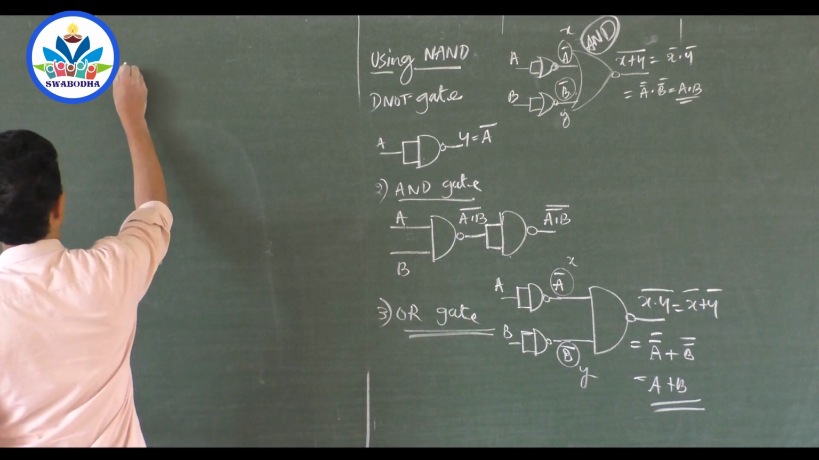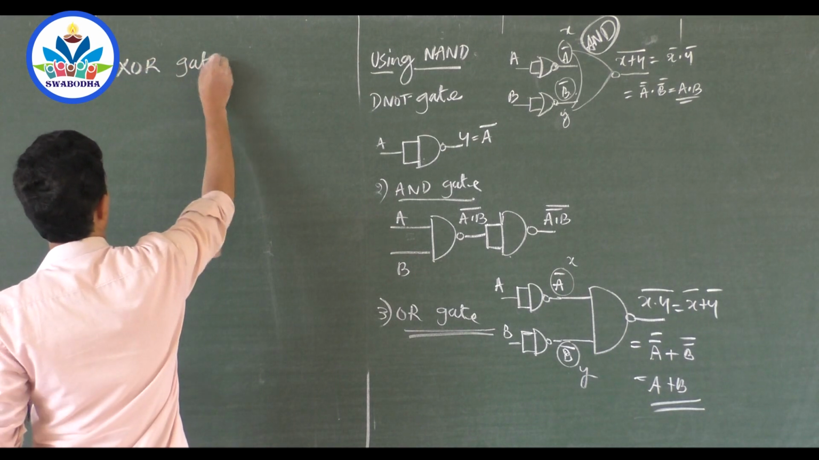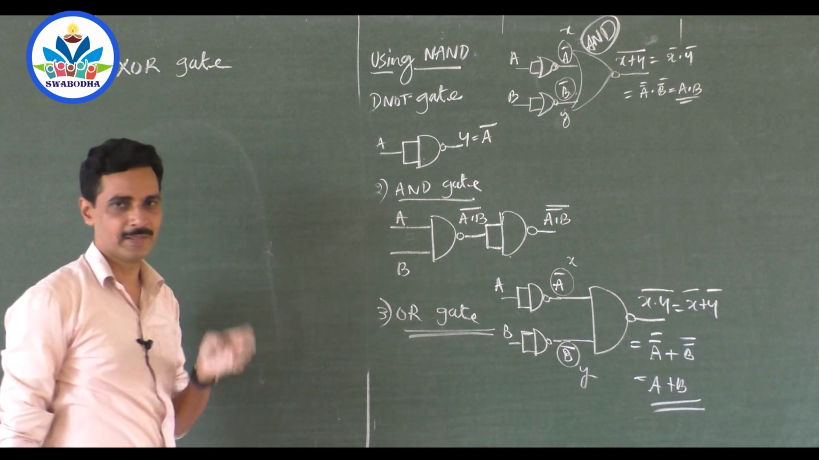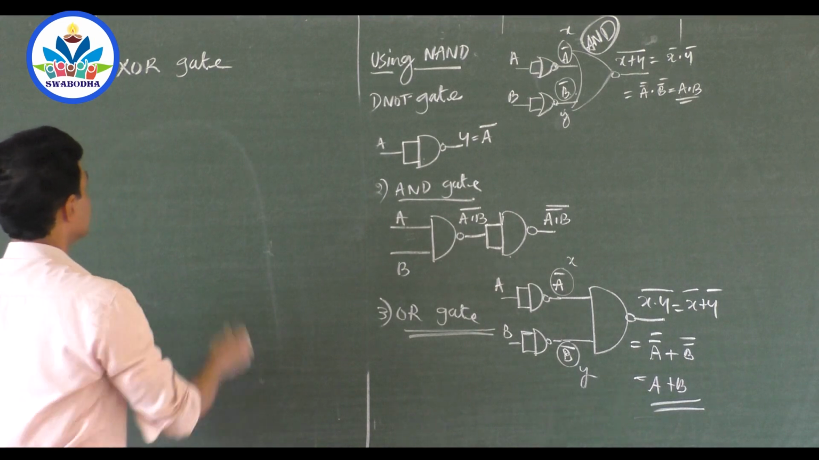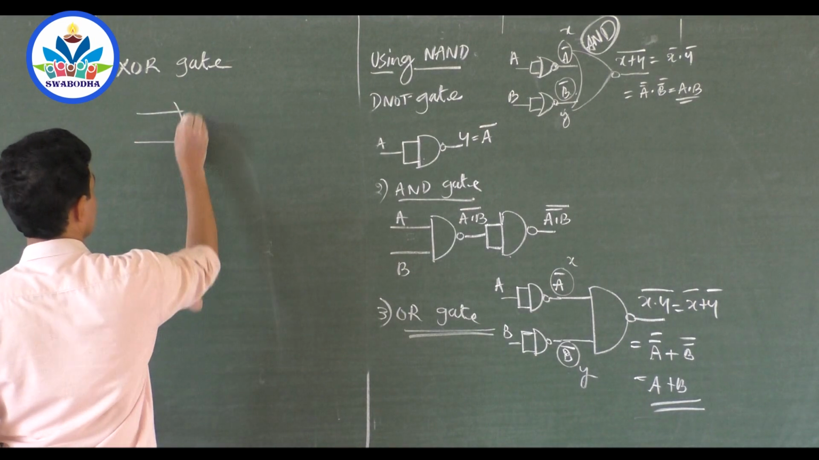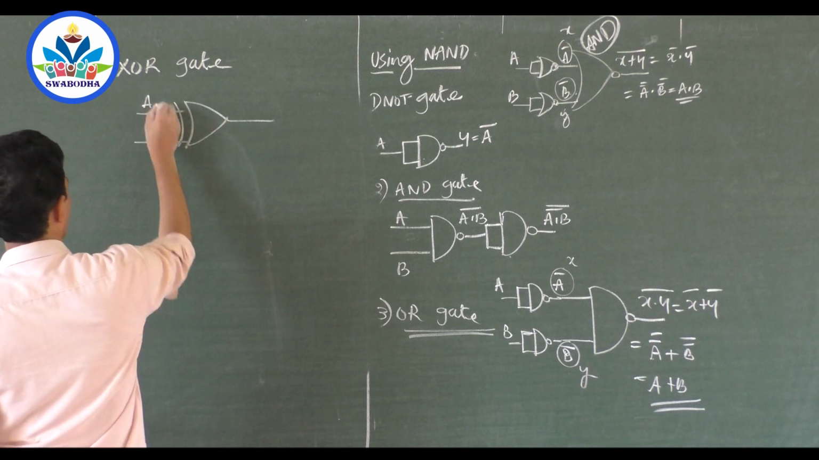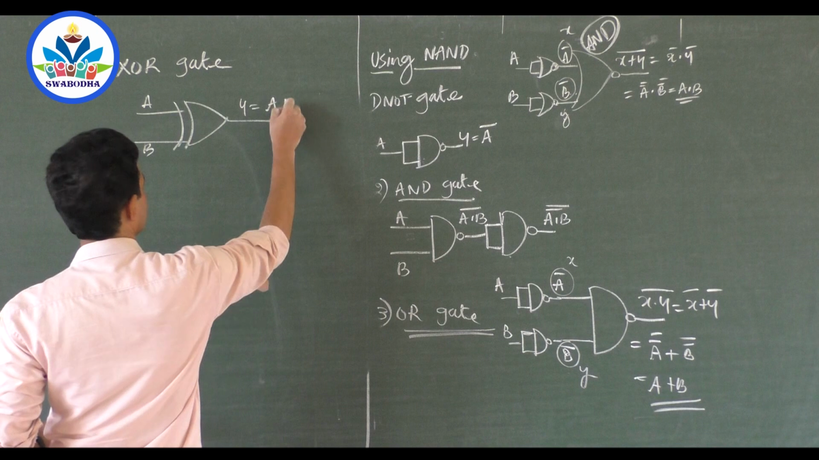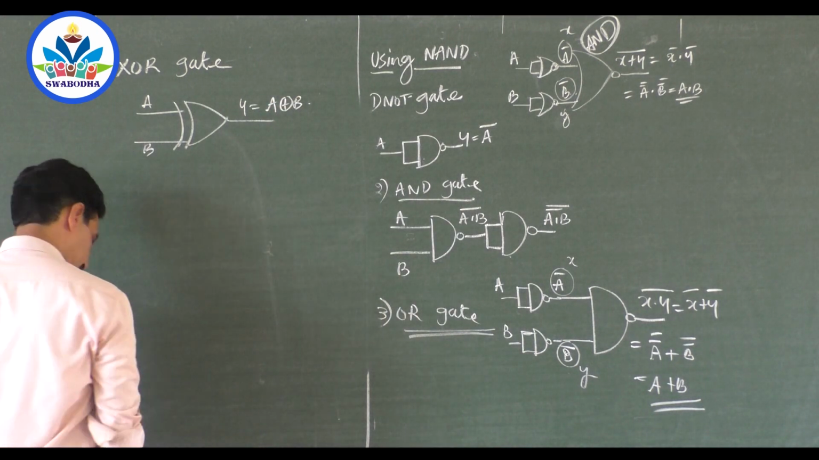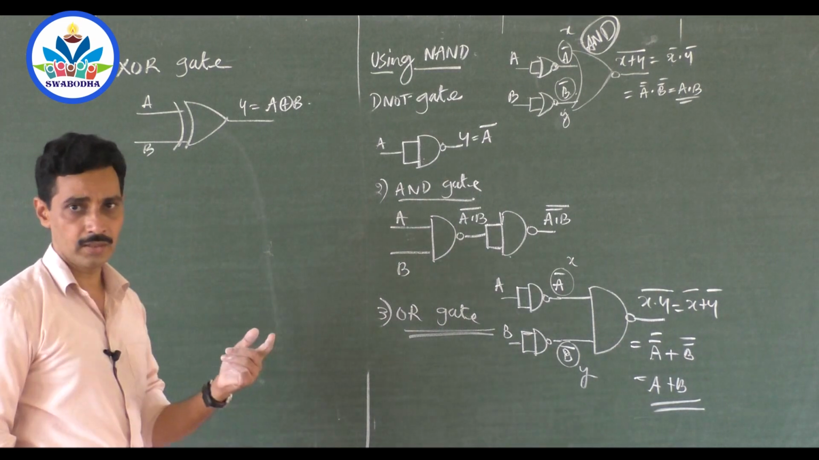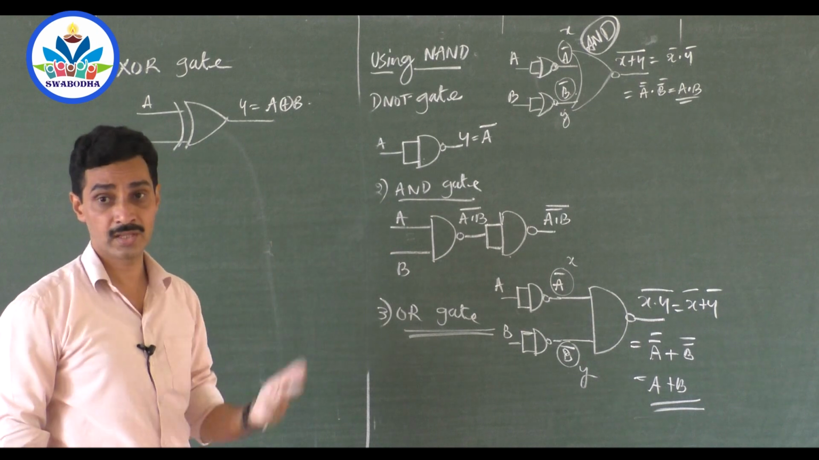XOR gate is a type of logic circuit, and its symbol is like this. Of course, this is not included in the syllabus. I can't realize it using any other electrical circuit. XOR gate is a logic circuit which gives output Y equal to A circle sum B. I will just mention it for your entrance exam knowledge. For the theory exam, AND, OR, NOT, NAND, NOR, that is enough. Even conversion from NAND to the different circuits is not included.